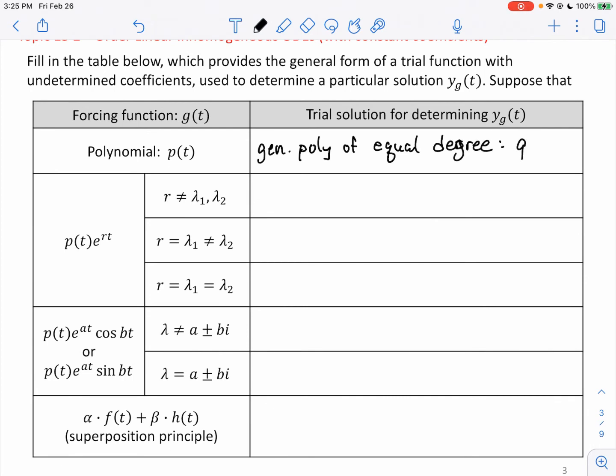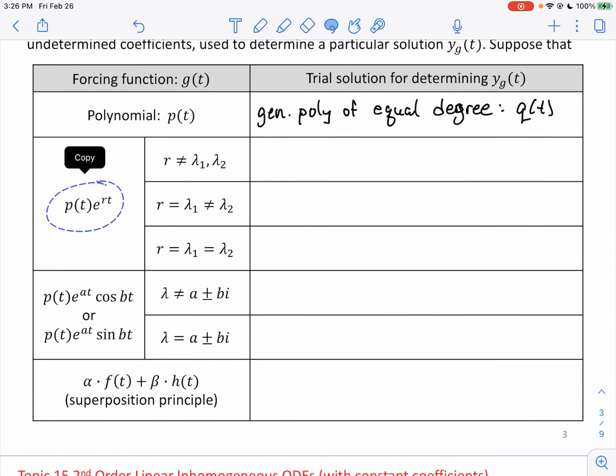And I'm going to use q to stand for that. So if your forcing function was 6t plus 5, then you would want a general polynomial which is first degree, then you would want your q of t to be at plus b. And then figure out what a and b have to be.